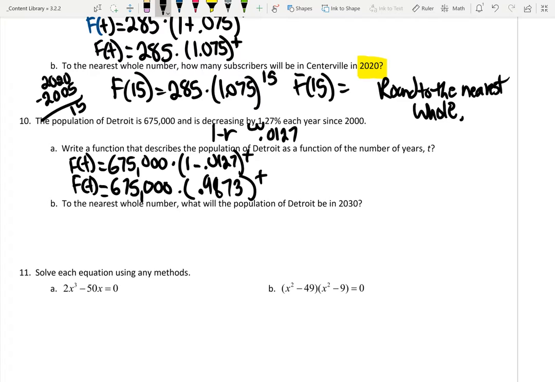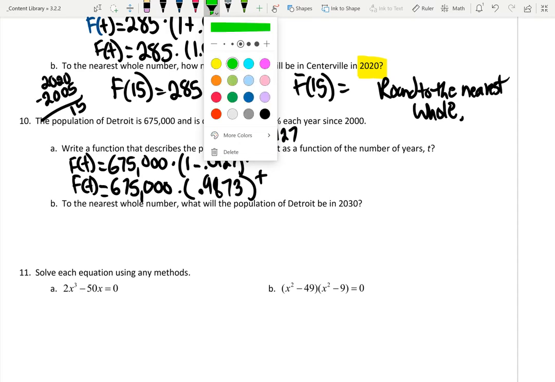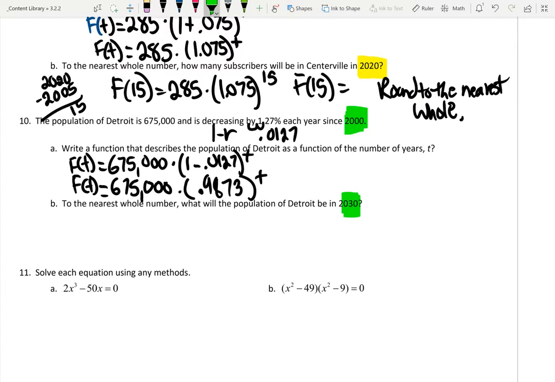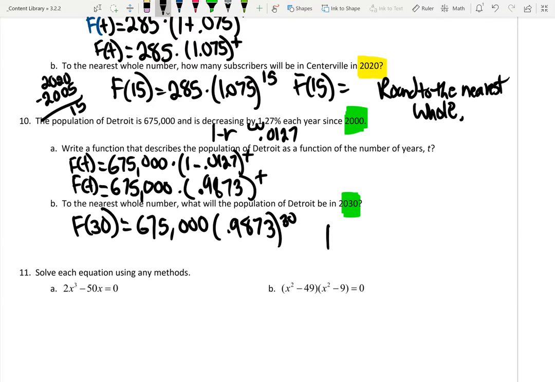Now, to the nearest whole number, because we're talking about people, what will be the population of Detroit in 2030? If I look, I see that 30 years have passed from when this equation started. So in my function, I'm going to substitute 30 in, and then raise it to the 30th power. Then I'm going to make sure that whatever number I get, I round to the nearest whole because I'm talking about people.